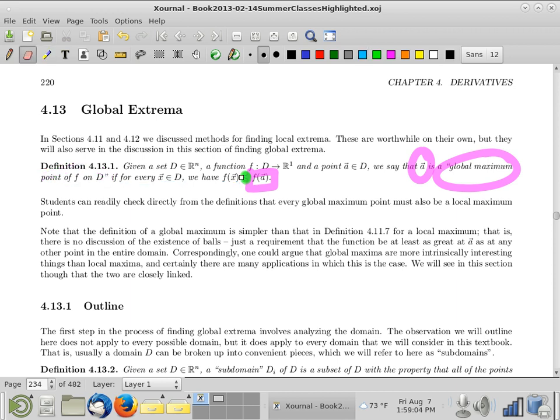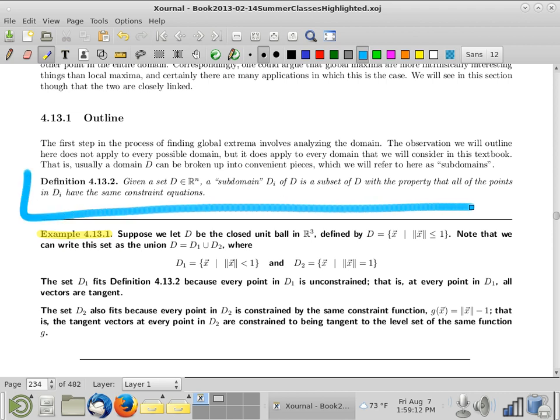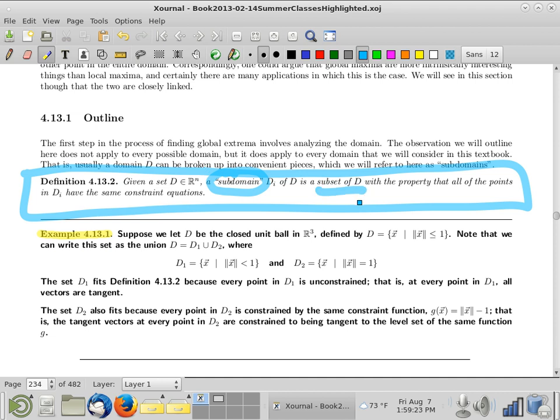Okay. So the first new idea I want to talk about is a way of breaking the problem down into smaller pieces, and these are what I'm going to call subdomains. I'm going to define a subdomain of a set to be a subset with the property that every point in that set has the same constraint equations. So let me show you an example of what I'm talking about.